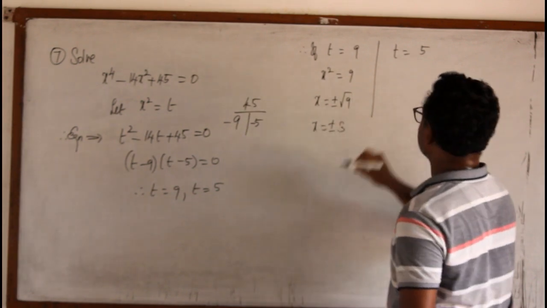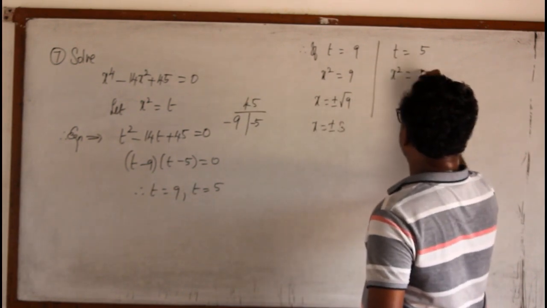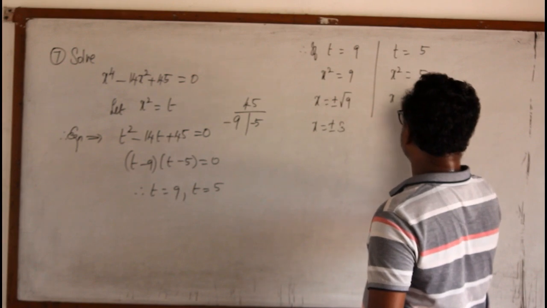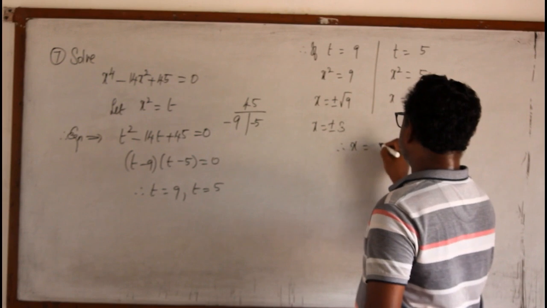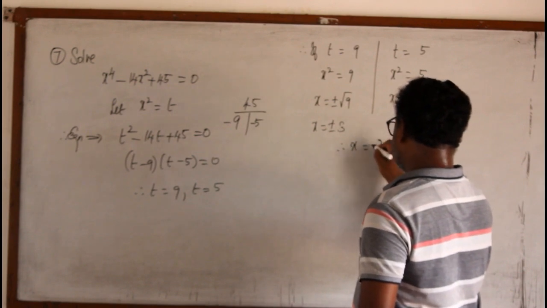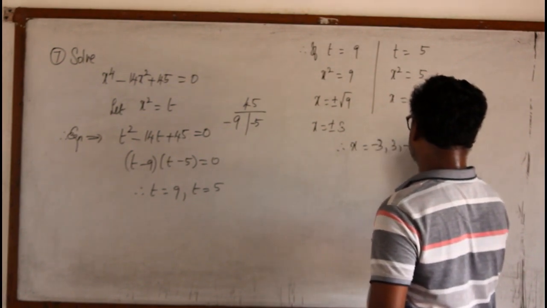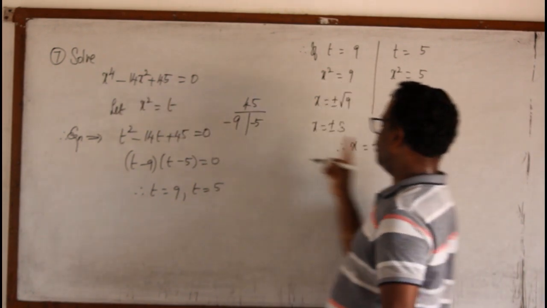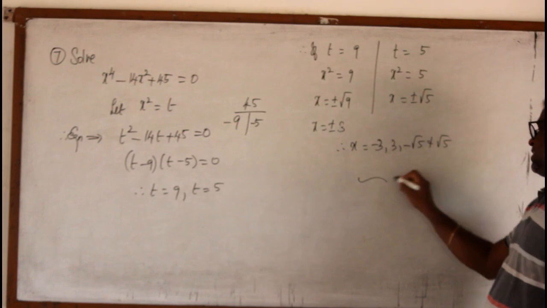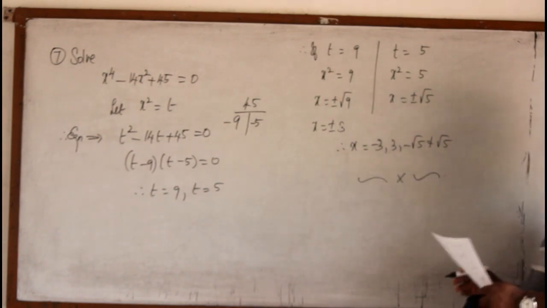Root 9 is 3. Here x square is 5. So x is plus or minus root 5. Therefore, x values are minus 3, plus 3, minus root 5 and plus root 5. We got all the 4 roots. With that, exercise 3.3 is over.